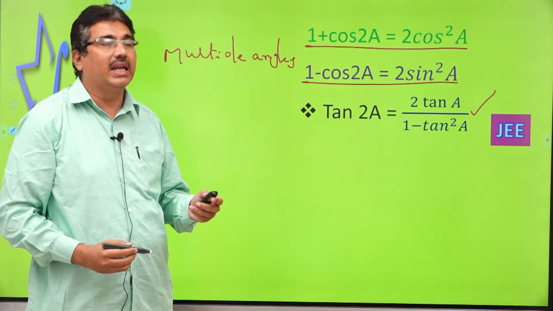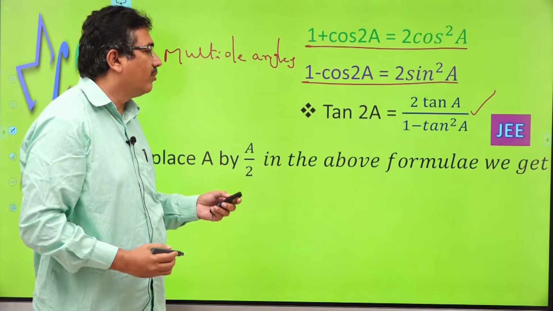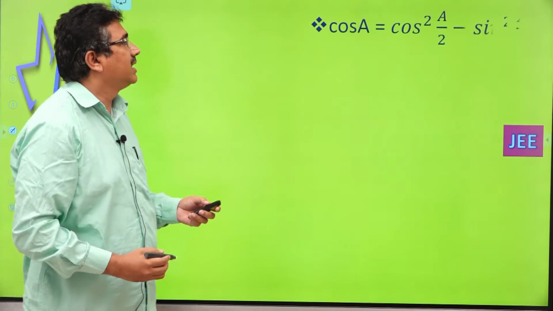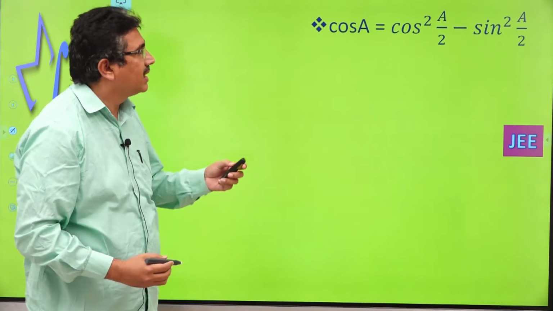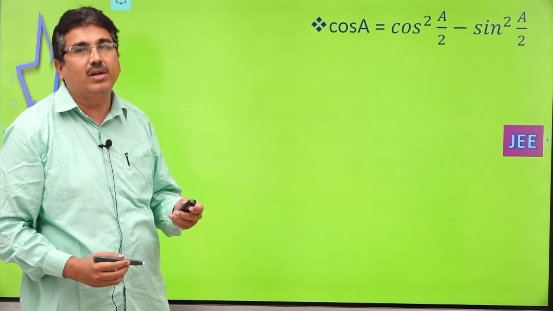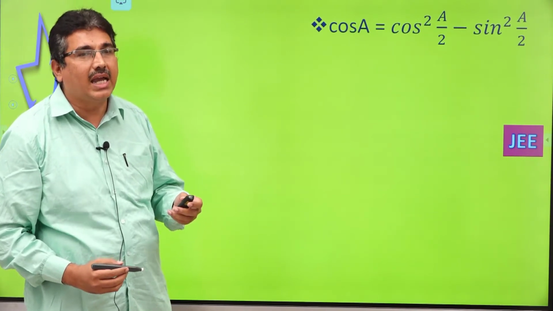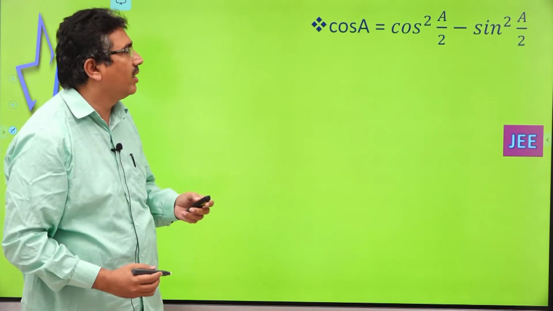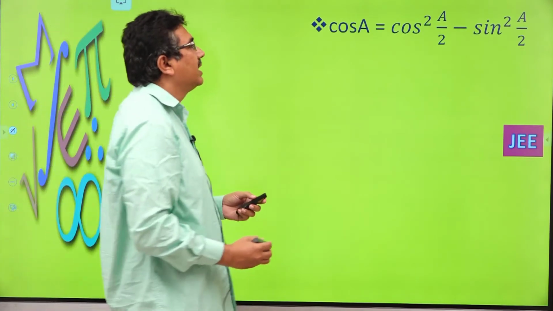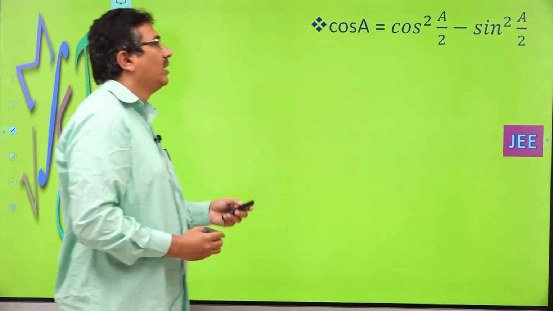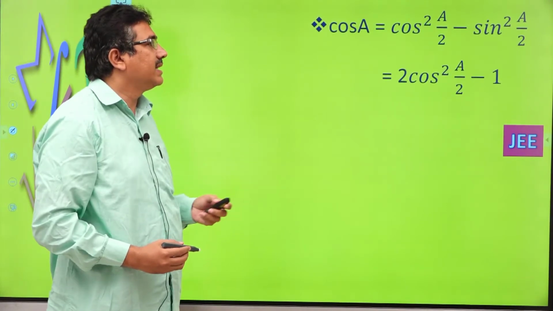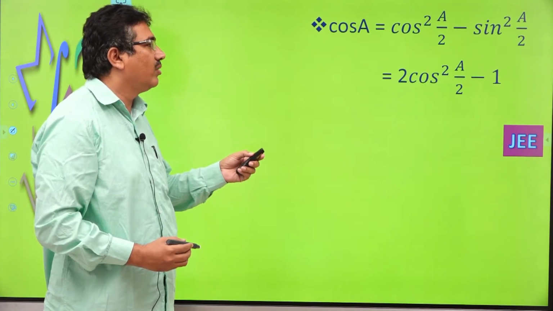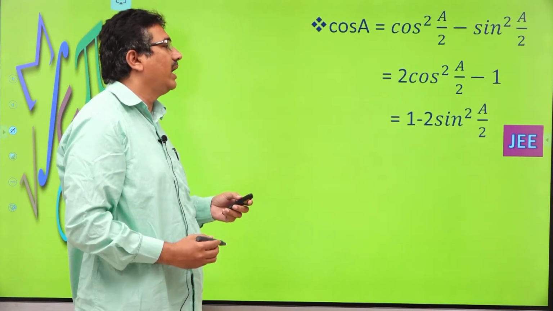Now, from these formulas, replace angle A by A/2. We get the sin A formula, cos A formula, and tan A formula. The formulas are the same as the formulas of sin 2A, cos 2A, and tan 2A, but the angles are different. So cos A is equal to cos square A/2 minus sin square A/2. Now from identities, that is equal to 2 cos square A/2 minus 1, that is equal to 1 minus 2 sin square A/2.